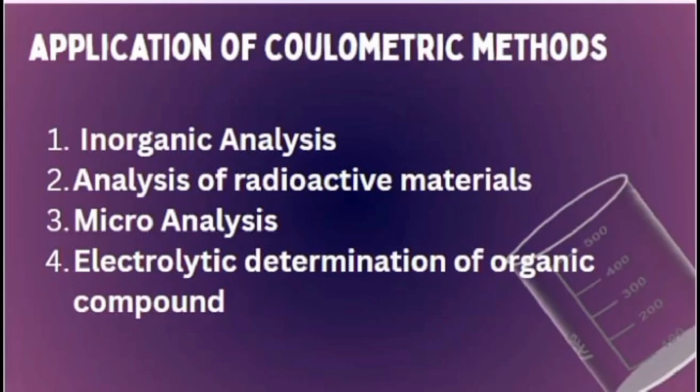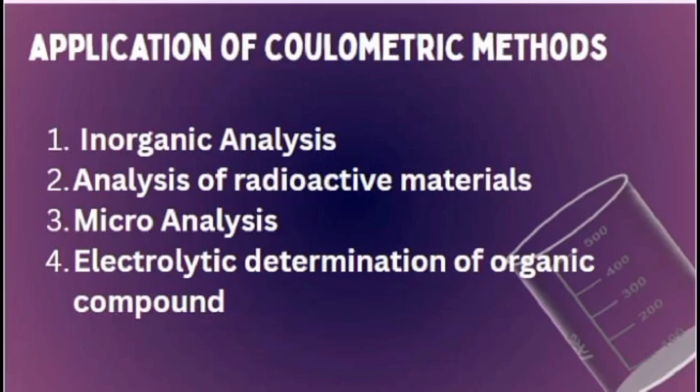So the first one is the inorganic analysis. Coulometry is used to determine the amount of inorganic substances such as ions in a sample. This is achieved by measuring the quantity of electricity, which is the charge, required to completely oxidize or reduce the target ion. The principle relies on Faraday's law, which states that the amount of substance transformed is directly proportional to the charge passed.